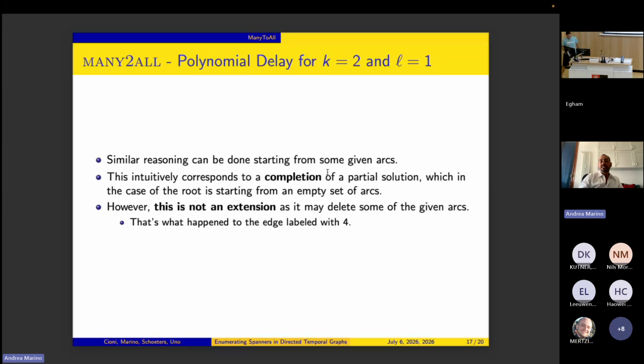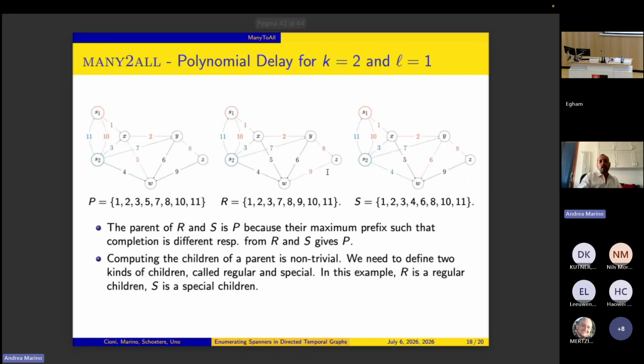And be careful, this is not an extension, because we proved that extension, so producing a solution that keeps the given arcs, is NP-complete, because we were removing stuff. Like in the example that I showed you, I removed the edge labeled with 4. Now, the neighboring in the algorithm between solutions is done in a way that, for instance, this is, just trust me, P, R and S. R and S are the children of P.